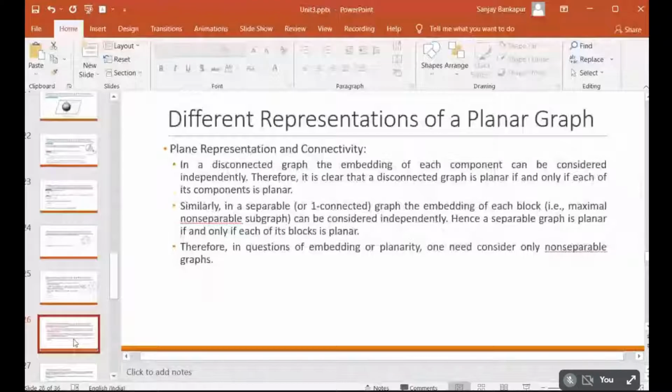To be remembered, suddenly I am coming to a concept called disconnected graph. In a disconnected graph, the embedding of each component.